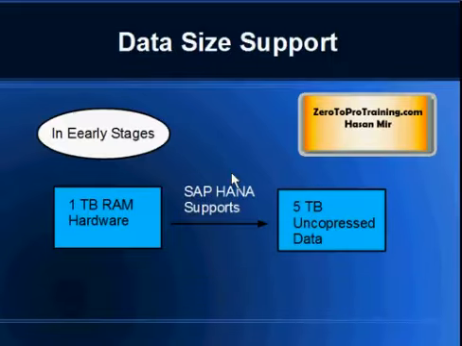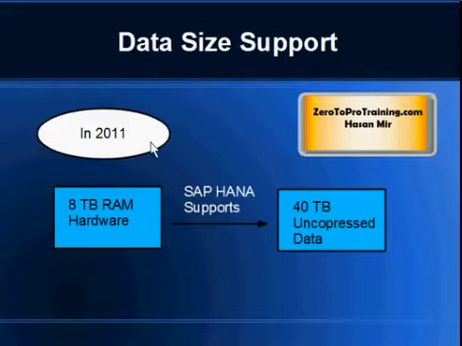So we understand that an in-memory database keeps all the data in the random access memory so that it's available immediately. So what kind of size is supported by SAP HANA? In early stages, SAP HANA would use up to 1 terabyte RAM, and it keeps data in a compressed format. So up to 5 terabytes of uncompressed data could go in 1 terabyte RAM in a compressed format. So it's about 5 times.